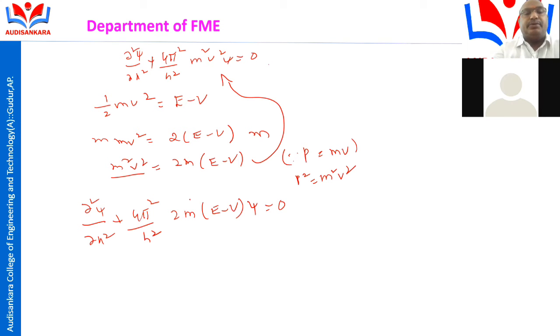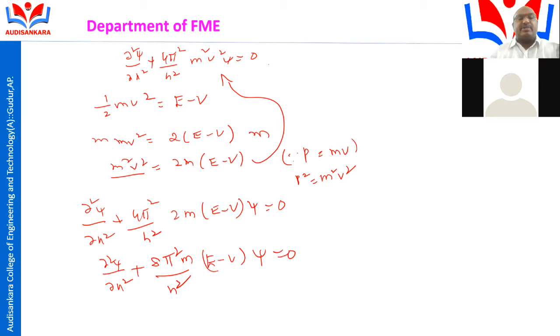So 4 into 2 is 8. That means dou square psi by dou x square plus 8 pi square m by h square, E minus V into psi is equal to 0. So this equation represents the one-dimensional Schrödinger's time independent wave equation.